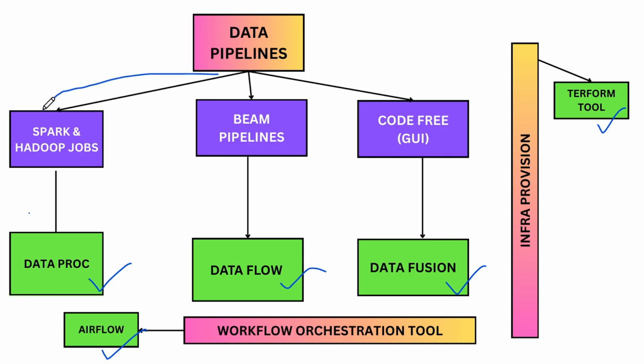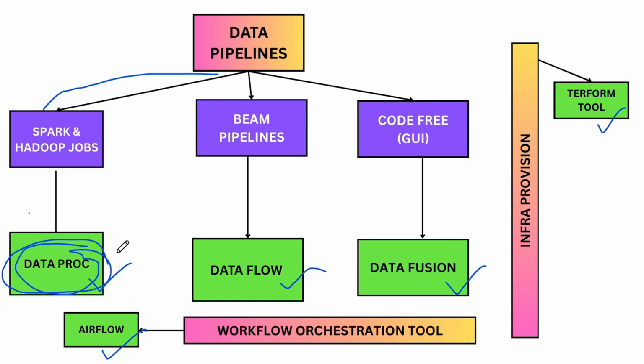Now, to create pipelines of Spark and Hadoop jobs, we have the tool called Dataproc. We need to use this Dataproc tool when we are going with batch processing. When we are going with batch processing, then we use the tool called Dataproc. It means processing a large amount of data in small chunks. When you are dealing with this type of processing, we have to use Dataproc.